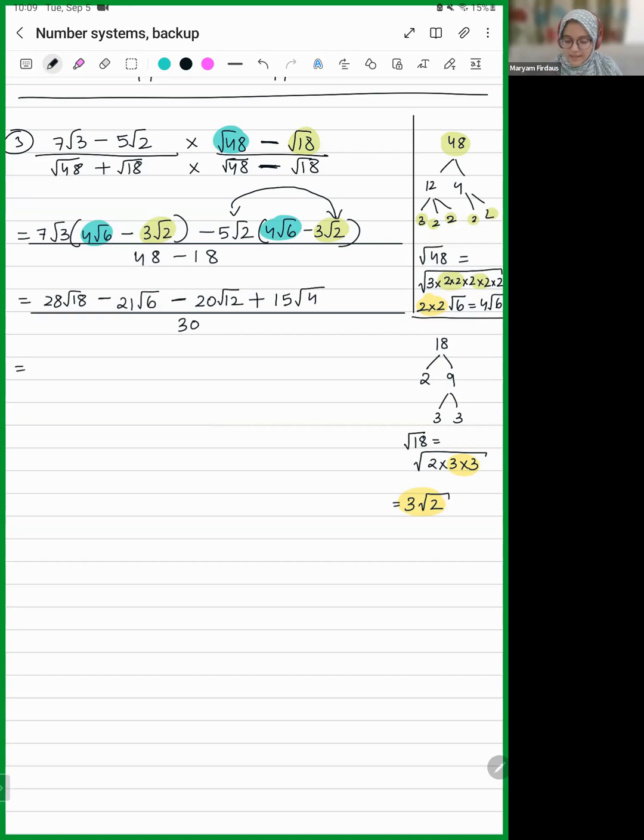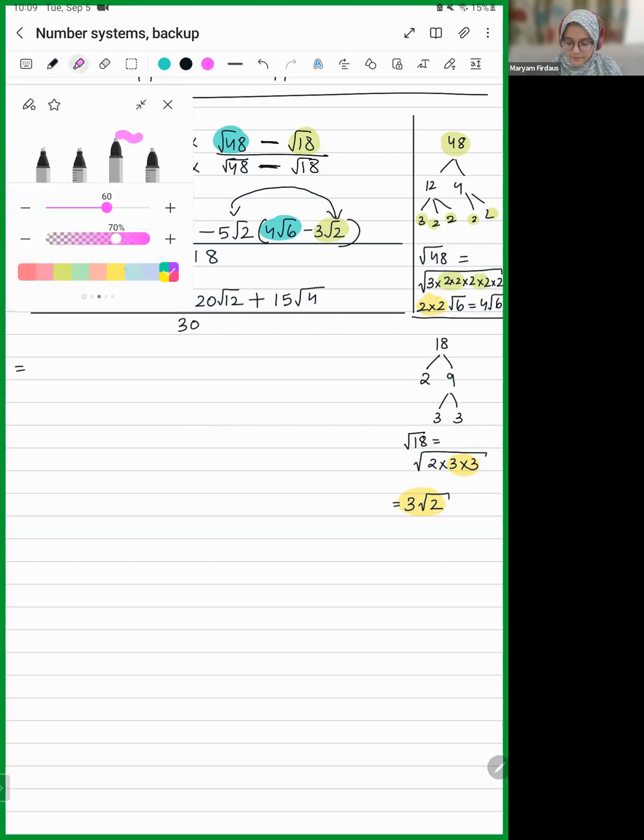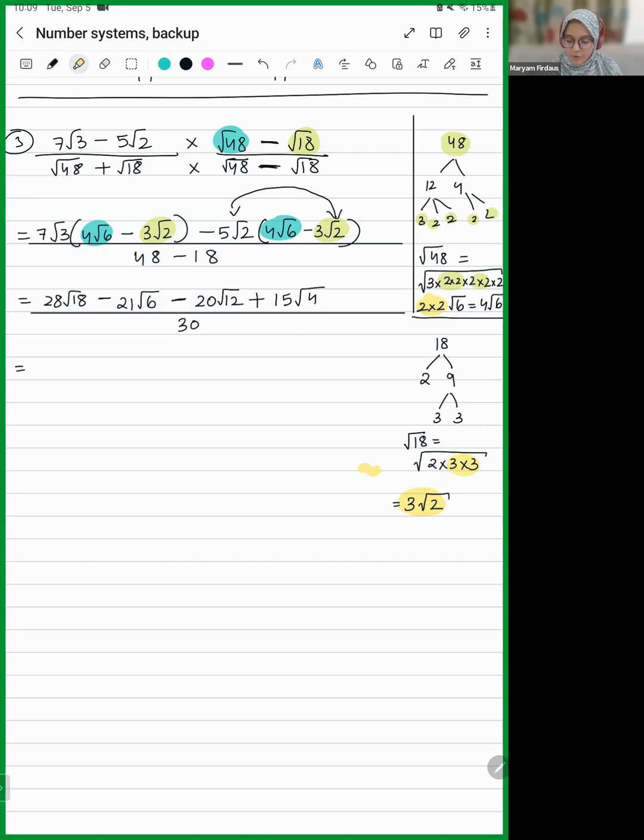Now one thing. Root 18 can be written as, we just now saw, 2 into 3 into 3. Root 18 we have already found. You don't have to do the calculation all over again. We have already written it as 3 root 2. So 28 into root 18 is what? 28 into 3 root 2.